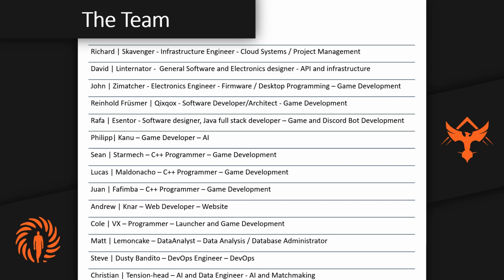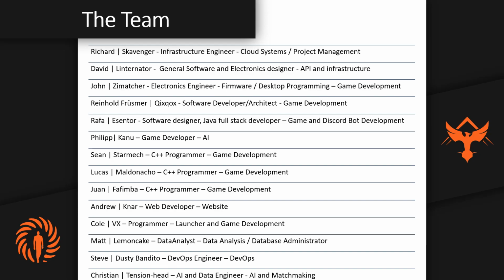So you have myself, basically doing infrastructure management and project management mainly, but I've also done some things in the engine too, so I'm doing some work on the game. David, I'll let you introduce yourself. Yeah, I'm working on the API infrastructure a lot more. I'm going to be talking a lot more about the API later on in the stream.